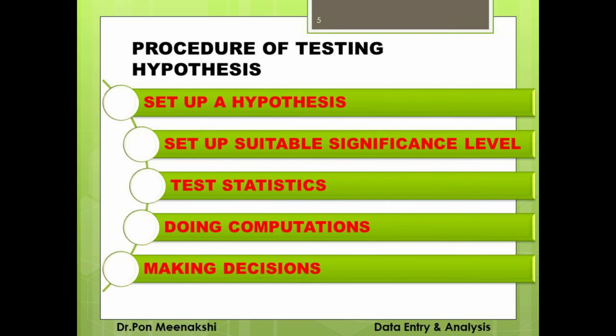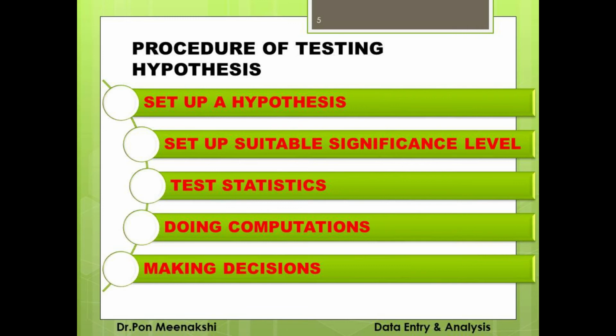First point is set up a hypothesis. Now we are making a null hypothesis and an alternate hypothesis. Null hypothesis, independent variable has no effect on the dependent variable. Alternate hypothesis, independent variable does have an effect on the dependent variable. So the first step is making the hypothesis.